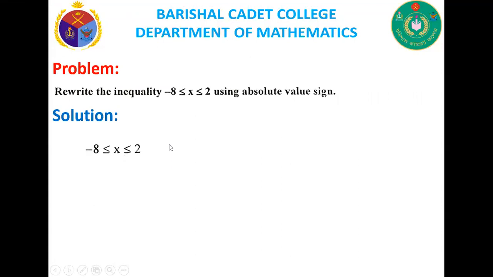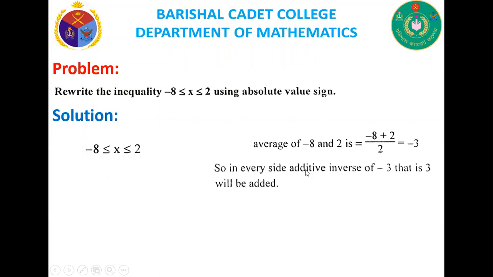In our previous question, we expressed the absolute value sign problem without the absolute value sign. But here we have to express this inequality with the help of the absolute value sign. So first of all, we find the average of minus 8 and 2, that is minus 8 plus 2 divided by 2, that is minus 3. So on every side of this inequality, the inverse of minus 3, that is 3, will be added.